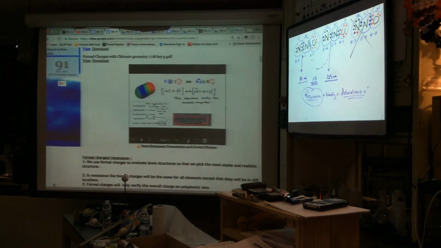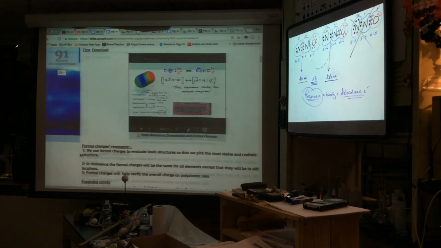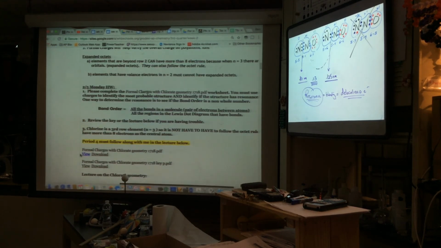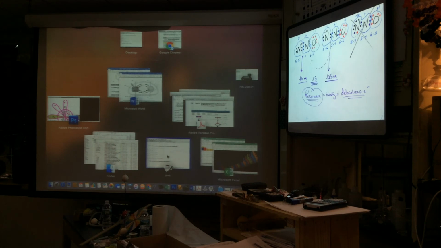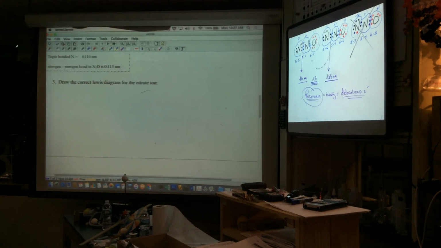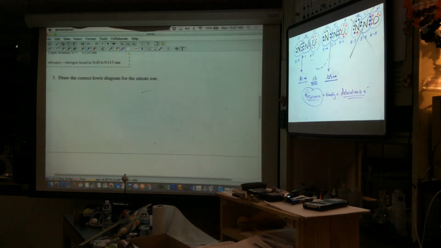Let's move on to this one. All right, and I know I'm running out of time here, but this is important. Let's go to nitrate ion. I want to draw this together.